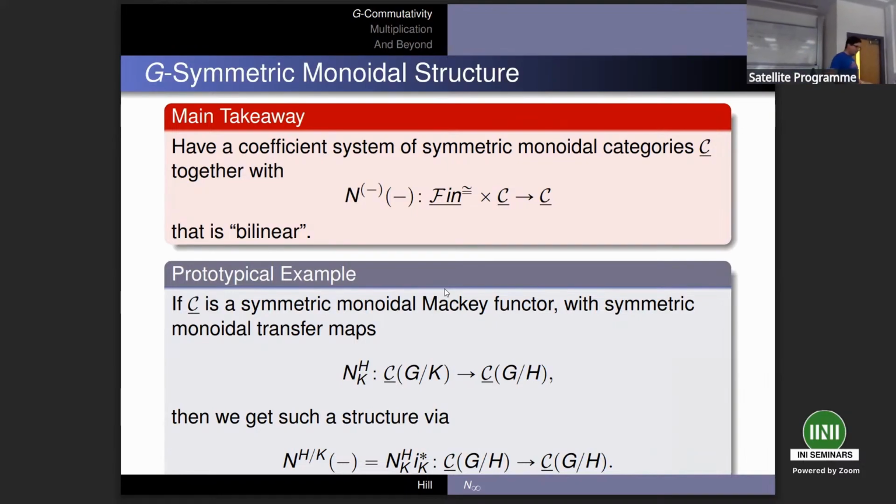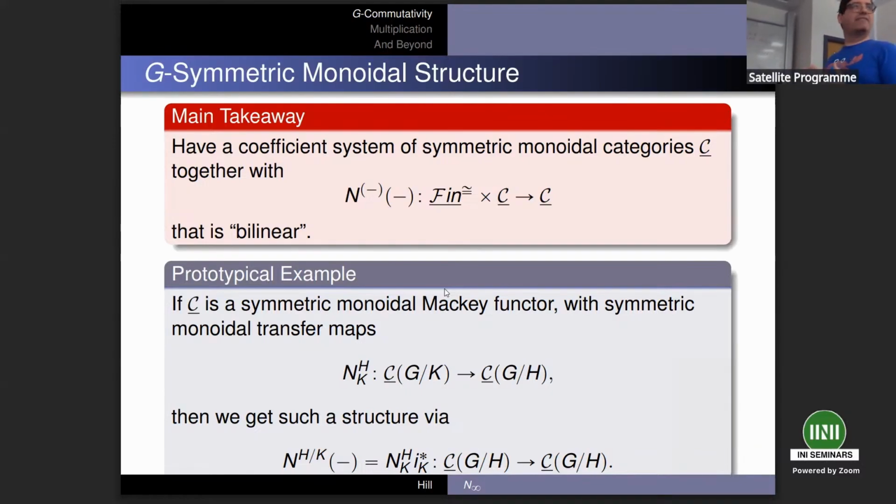And then I'm asking it to be essentially bilinear, and I never remember the right term for this. By this I mean I want this to be symmetric monoidal in each of the variables when I hold the other one fixed. So it's exactly bilinear if my notion were additive. And that actually puts a lot of constraints on this.